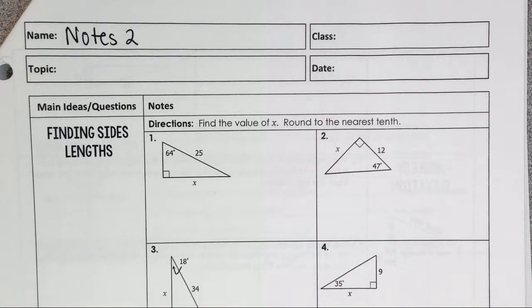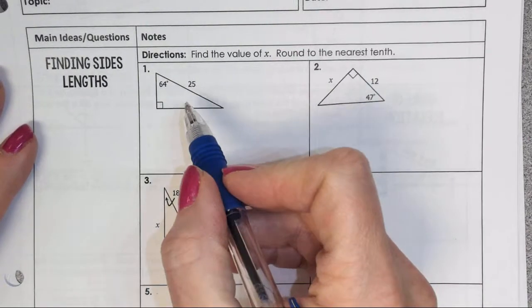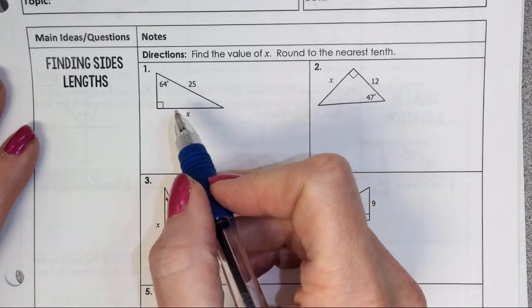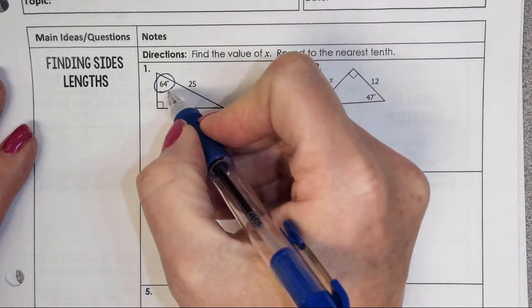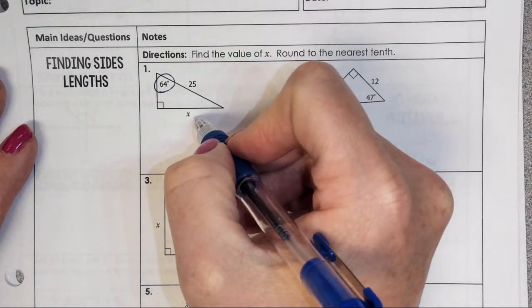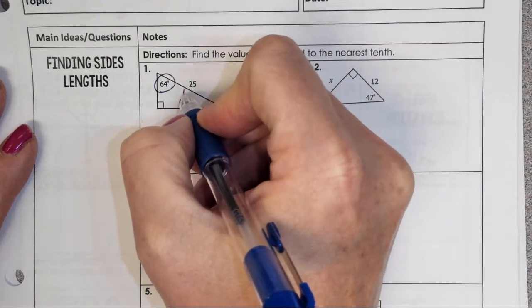All right, so we are continuing our work with trigonometry. We are going to be finding the lengths of sides now. So we're going to look at this first triangle, and this is going to be familiar to you. You should have done this in geometry. We look at our angle, and then with respect to this angle, would this be the opposite, adjacent, or hypotenuse? Opposite, and this would be the hypotenuse.